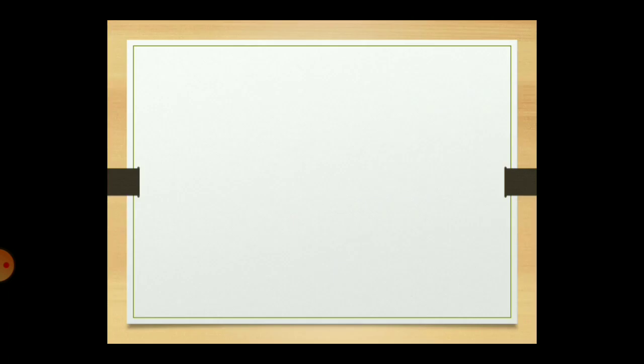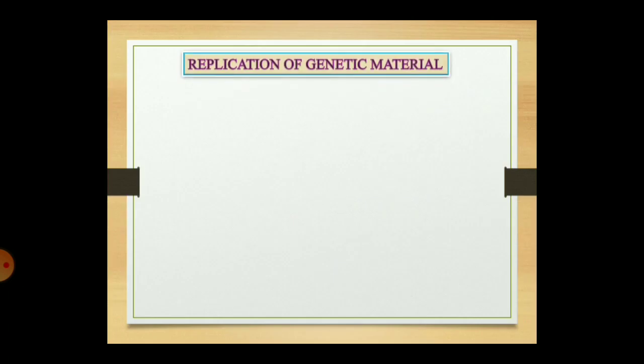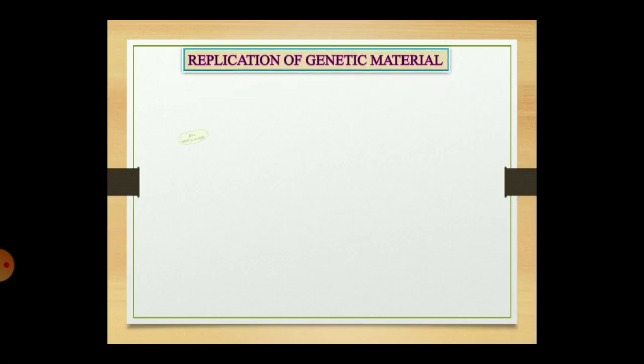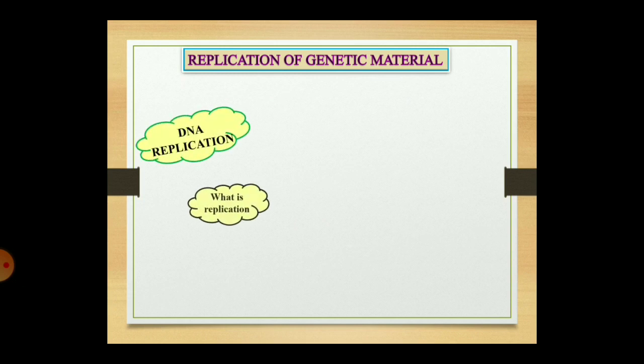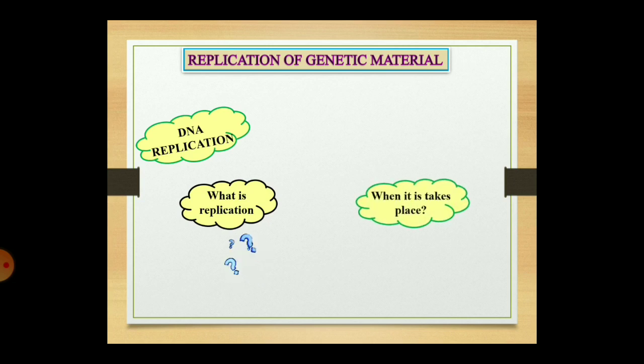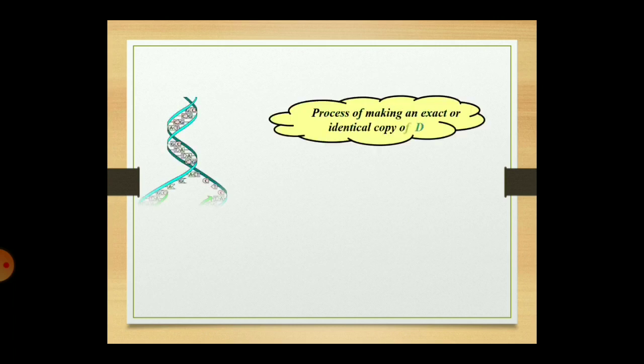Two questions arise in our mind. One, what is DNA replication? Two, when does it take place? So let us find the answer to these questions. The first one, what is DNA replication? The process of making an exact or identical copy of DNA is called DNA replication.